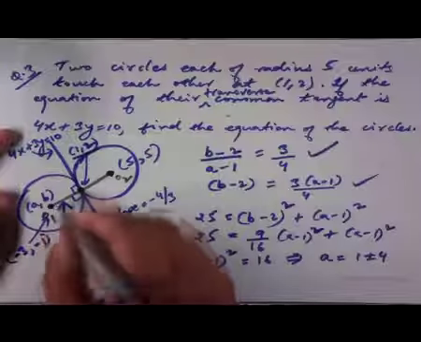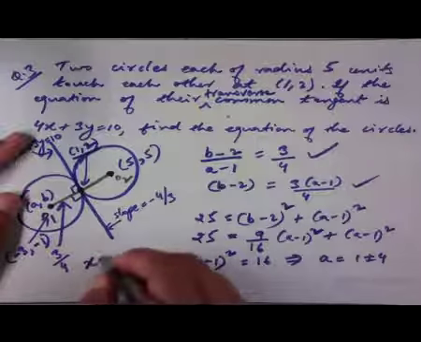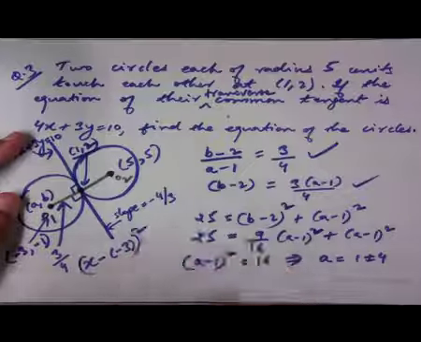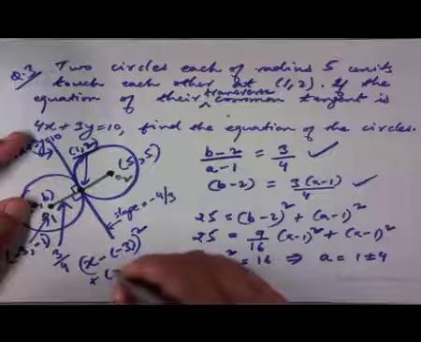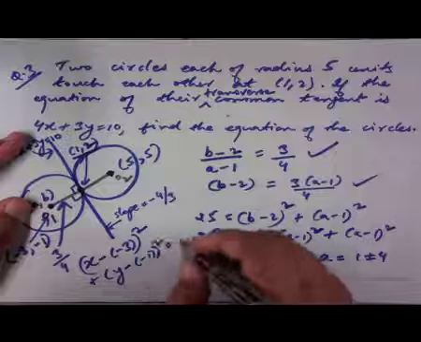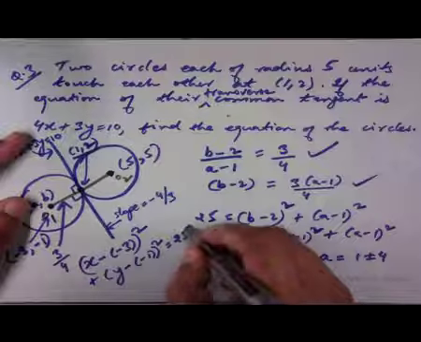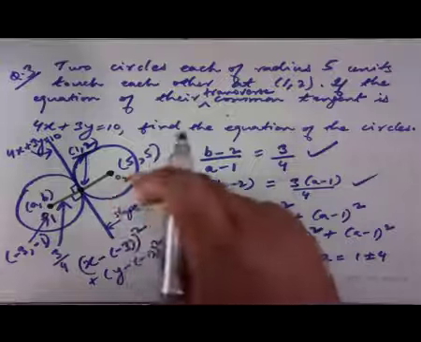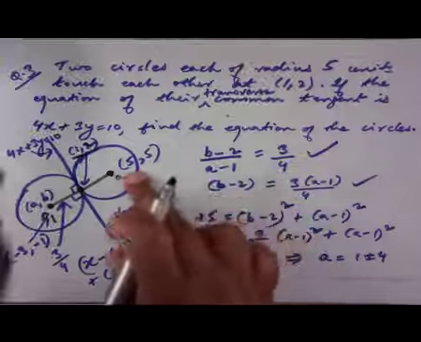So, the equation of the first circle will be (x minus 3) whole square plus (y minus 1) whole square is equal to the square of the radius, which is 25. And similarly, we can write down the equation of the second circle.